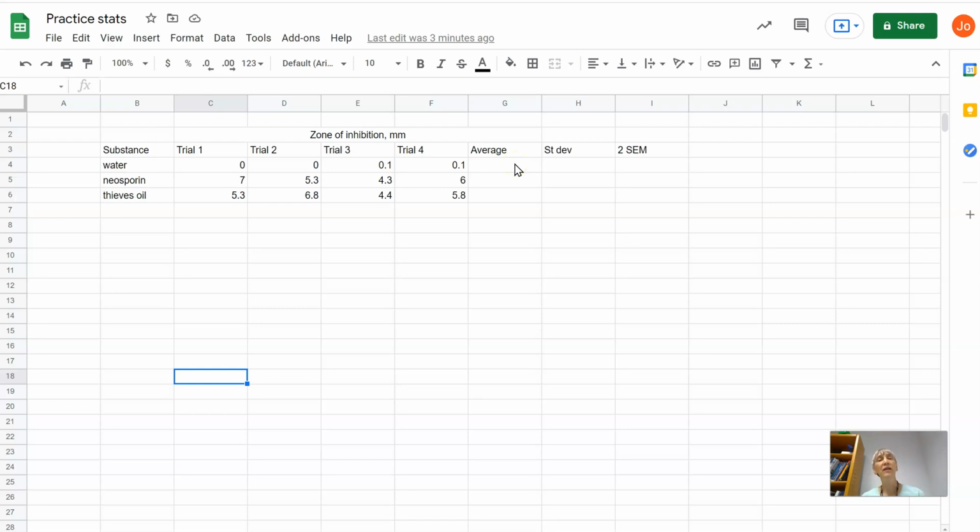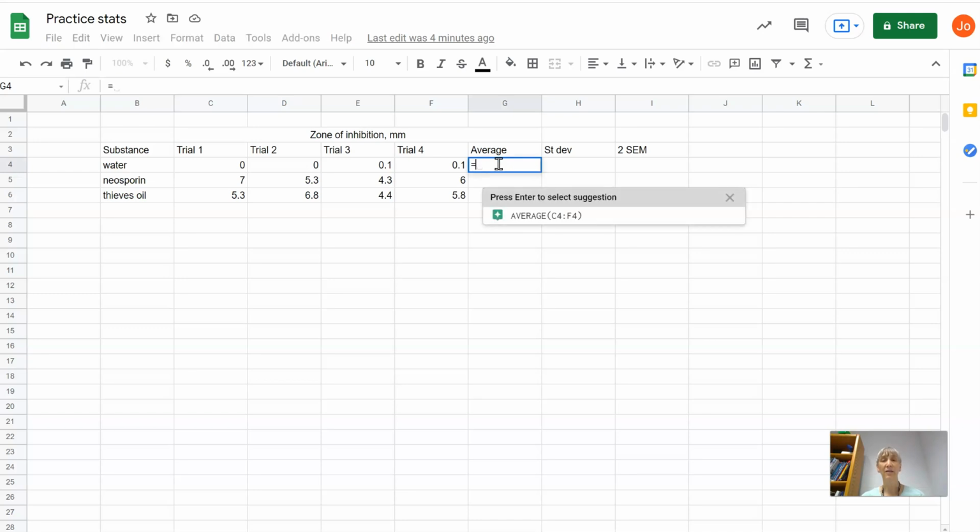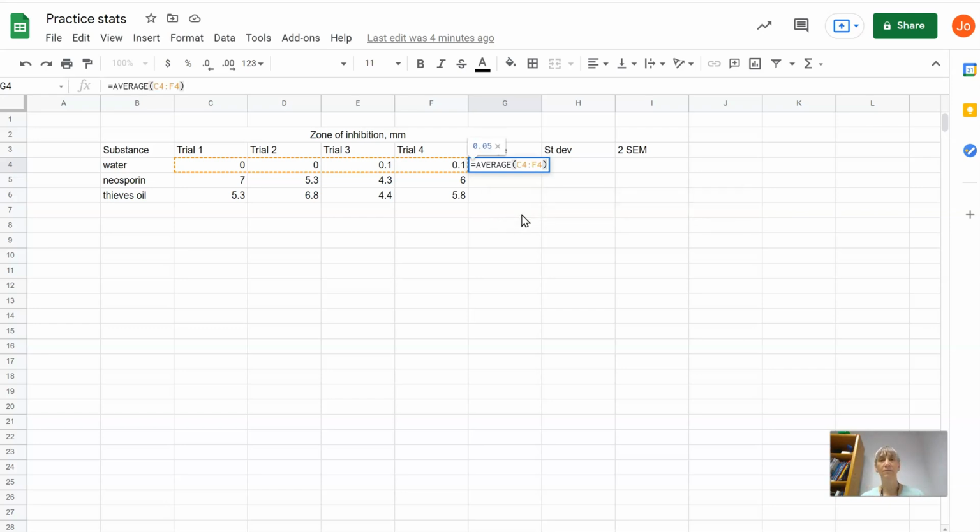Whenever you are using a spreadsheet, I don't ever want to see a calculator out. Every cell in a spreadsheet is a calculator if you type an equal sign first. So I'm going to click in this cell here. I type an equal sign, and it sort of reads it. And it says average. Do you want an average of C4 over to F4? And actually I do. So I hit enter.